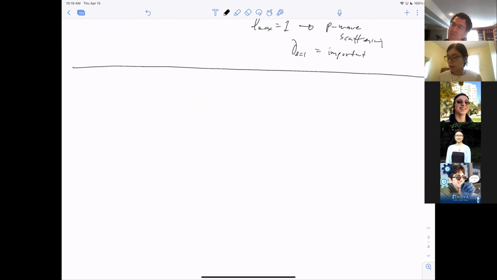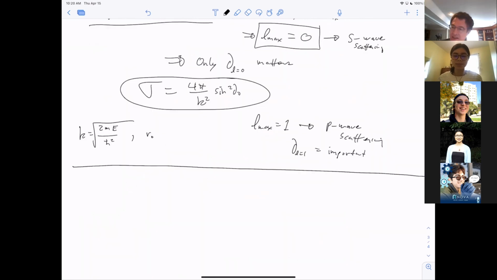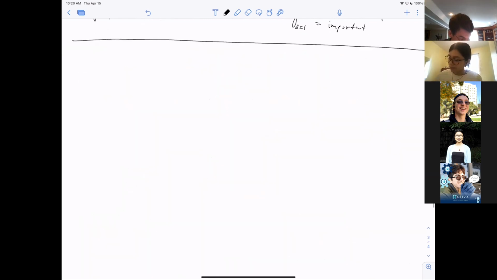Sure. For the K R naught value, you said for low energy we could say K R naught is going to be much smaller than 1, but for other cases, how do we know what value we have for K R naught? Oh, because you know the energy. K is the square root of 2mE over h bar squared, right? You know K, and you know R naught. You can just divide them and see. So you can calculate K R naught. So K R naught is a known quantity. Okay. That makes sense. Yeah. Thanks. Okay.